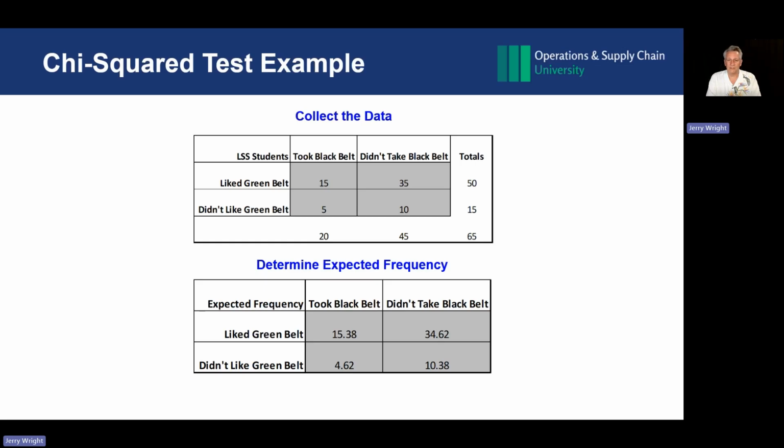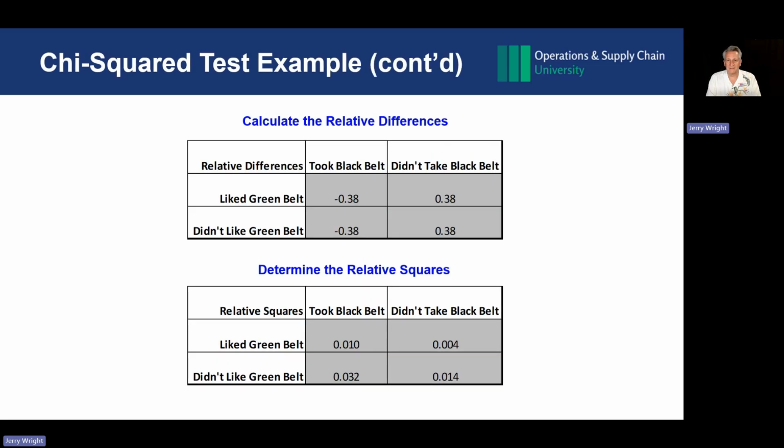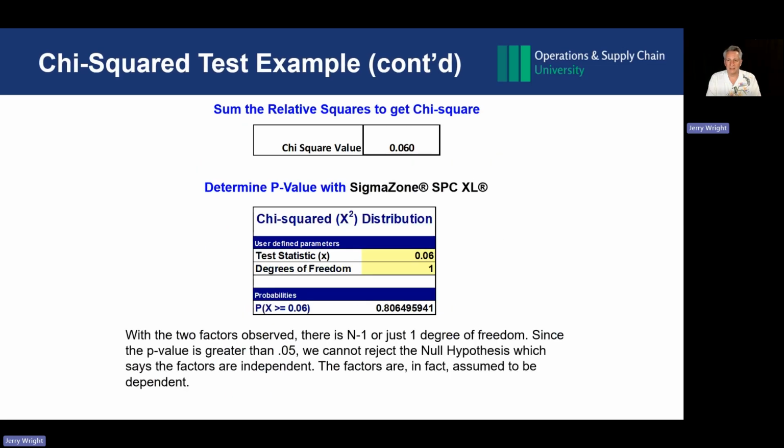Now we need to determine the expected frequency. So the expected frequency is they took the black belt and they liked the green belt. Well, that's 15.38. So you take the number out of the total. Didn't take it was 34.62. Didn't like it was 4.62, and then didn't take the black belt was 10.38. So you take that reference, get the relative differences. So again, they're pretty small. You can see them here. And then determine the relative squares. And again, we square to remove the negatives, right? So sum the relative squares to get chi-square.